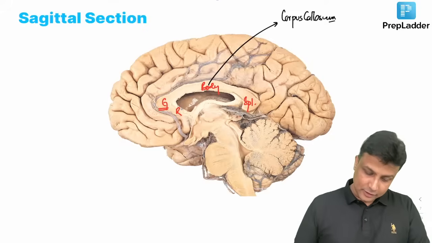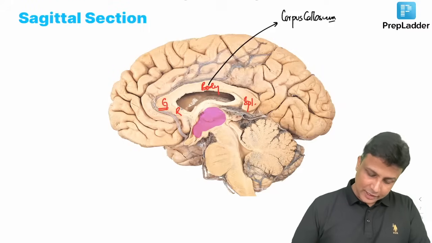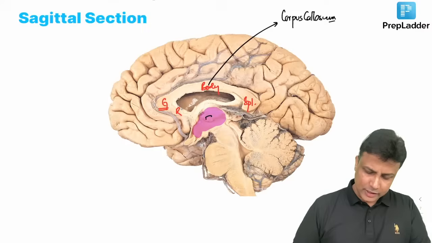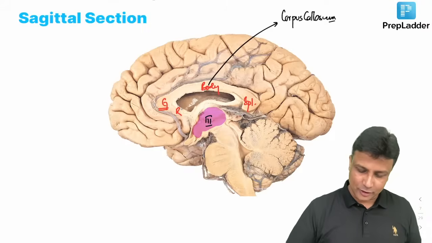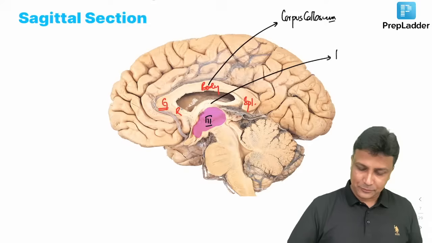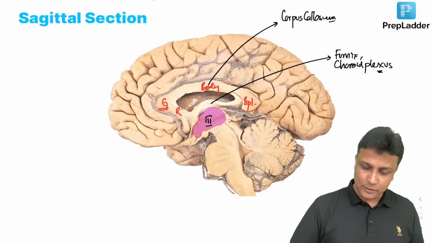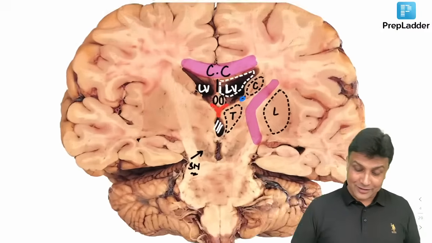Now, in this diagram, we can clearly appreciate that this is the third ventricle. What do you have just above the third ventricle? You can answer from our previous diagram itself. Just above the third ventricle, this one here will be your fornix, and along with the fornix you'll also have the choroid plexus. So fornix and choroid plexus are going to form the roof of the third ventricle.